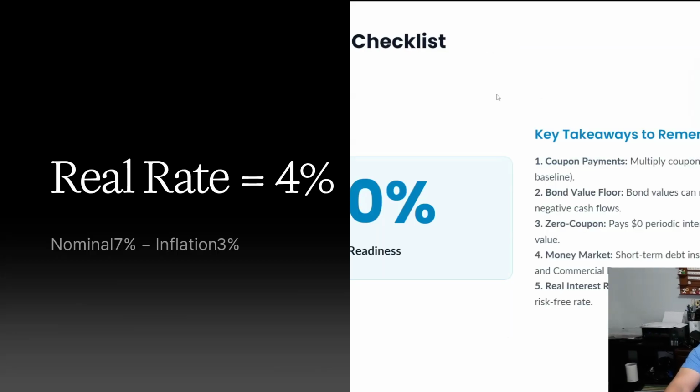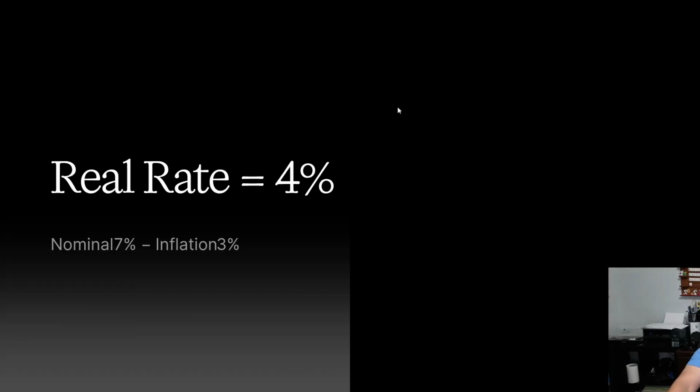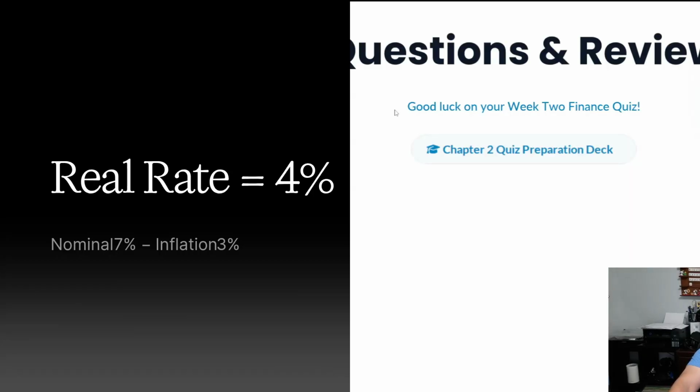Some of the key takeaways that you need to have: coupon payments. Understand what a coupon payment is, bond value floor, zero coupons, money market, and then real interest rates. Learn these things, go over them, and you should do very well on the quiz.